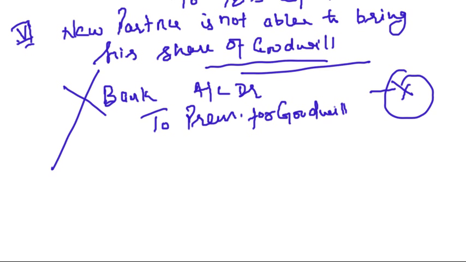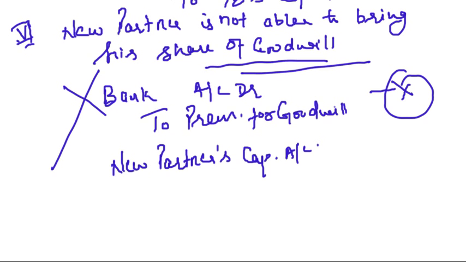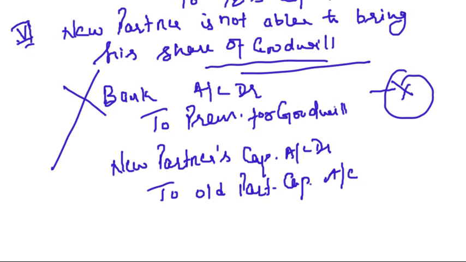Now, what will I do? I'll simply pass a journal entry: the new partner's capital account debit to old partners. See, the old partners are sacrificing their share of profit. They must be compensated. There is no excuse for that. This amount of goodwill, premium for goodwill, we have to ultimately recover from the new partner only. If he is not able to bring it at the time of admission, we have to recover it. So we will debit the new partner's capital account. We will show him as our debtor from whom we have to recover the amount.